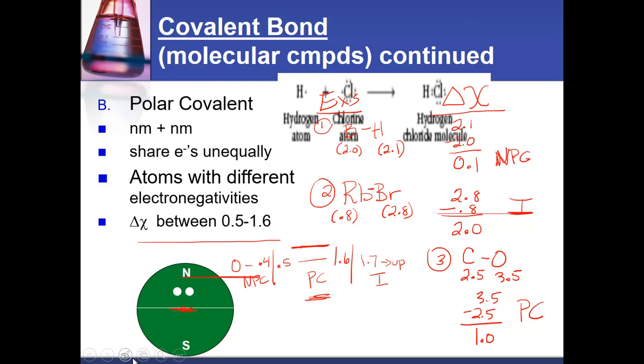In our next lesson, we will take a look at why chemical bonds occur in the first place.